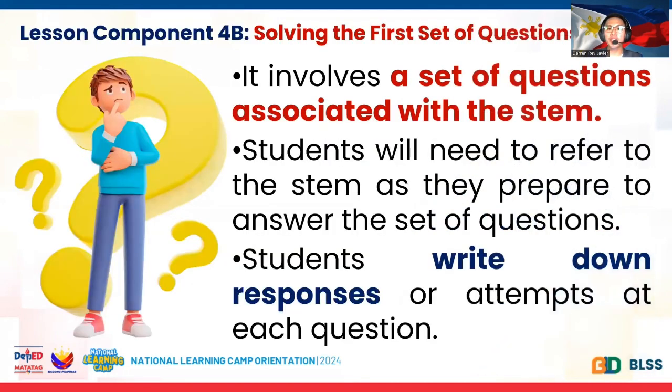And then for 4B, which is solving the first set of questions, it involves a set of questions associated with the stem. Preferably, there are three questions for 4B. And then students will need to refer to the stem as they prepare to answer the set of questions. And then students write down responses or attempts at each question. So here, the learner may write his or her answer in the worksheet, or the teacher may ask them to answer the question orally. So that depends on how the teacher will deliver the lesson.